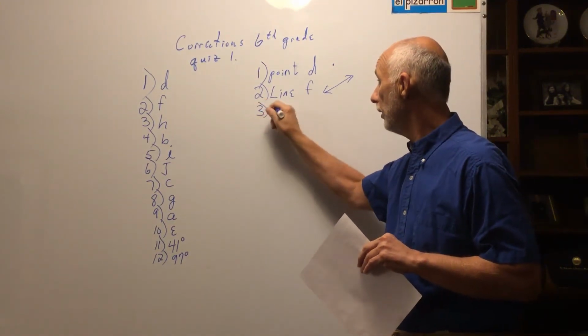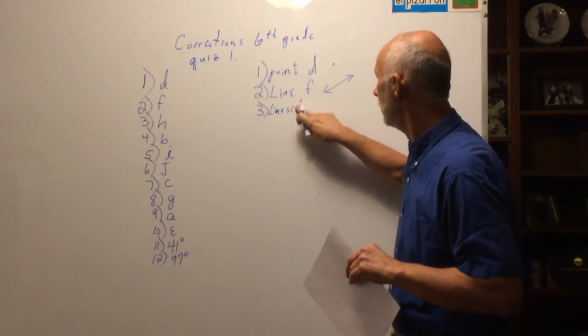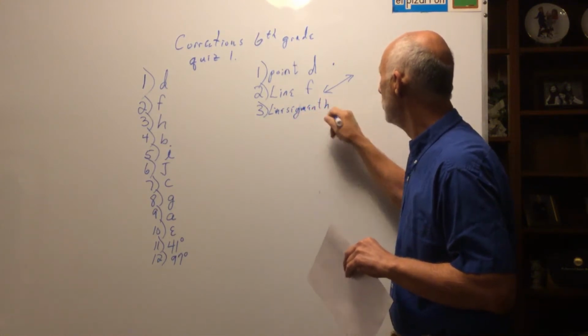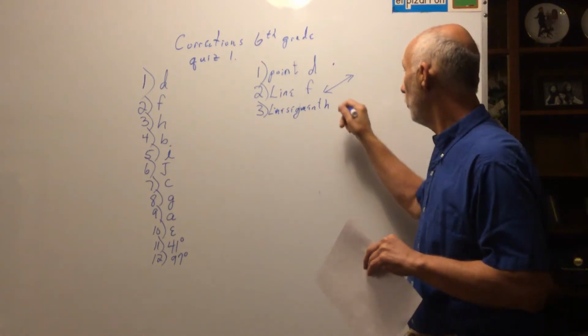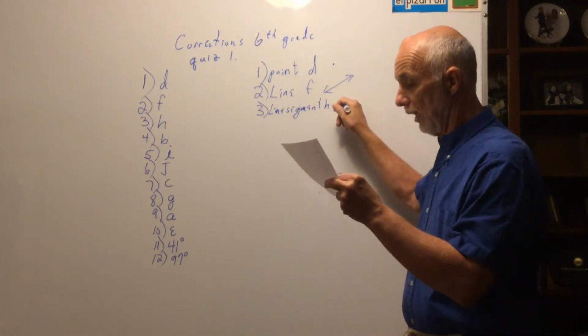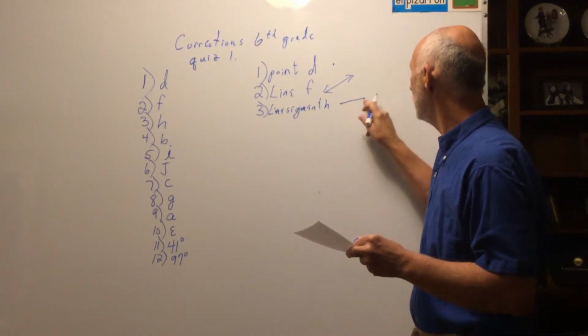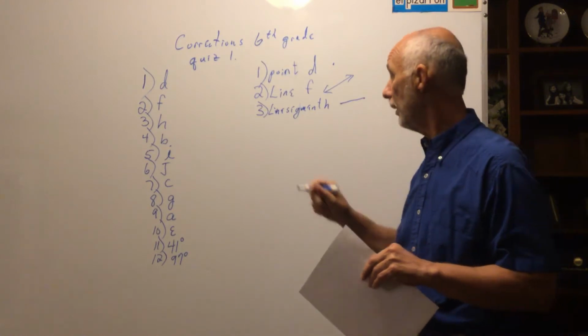Number 3 is a line segment. And that answer was H. And again, a line segment is a set of points that connects two endpoints. So when you draw H, it connects on both sides. It stops on both sides. There's no arrow on either side. That's what makes it a line segment.